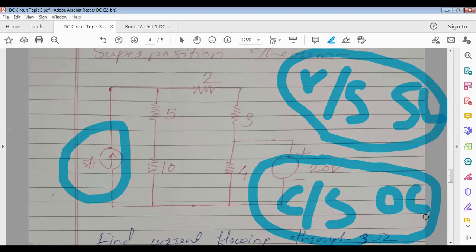Remove the current source. So at this point, consider a single source at a time, and what do you have to do with the rest of the sources? If voltage sources are there, make them short. If current sources are there, make them open. Clear? What to do with a voltage source? Short. Current source? Open.